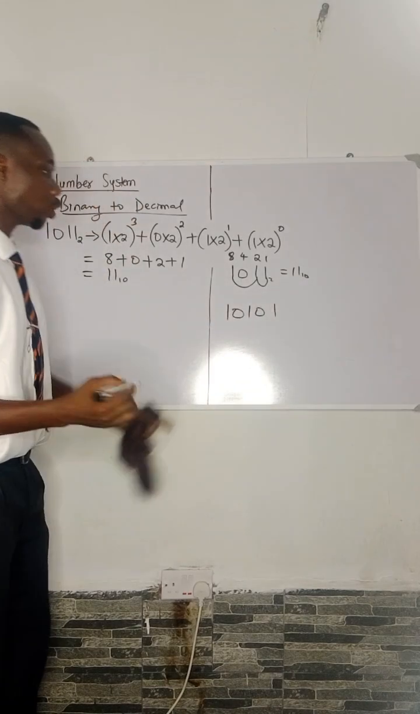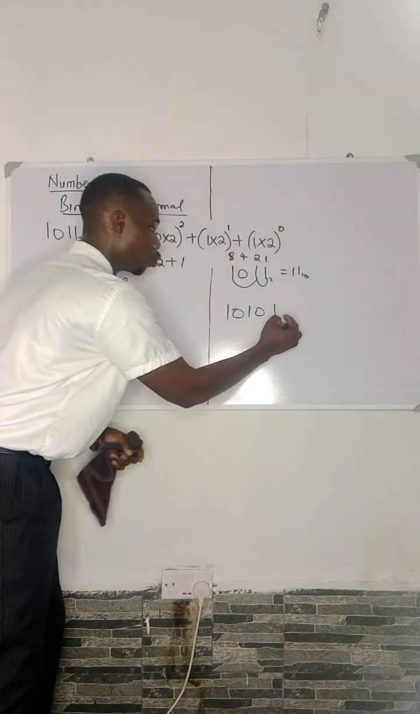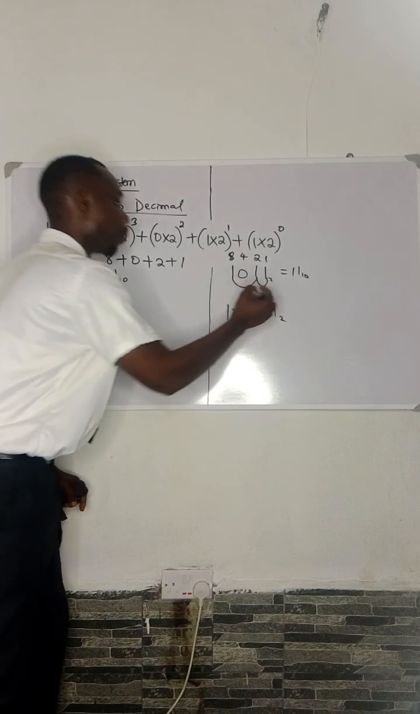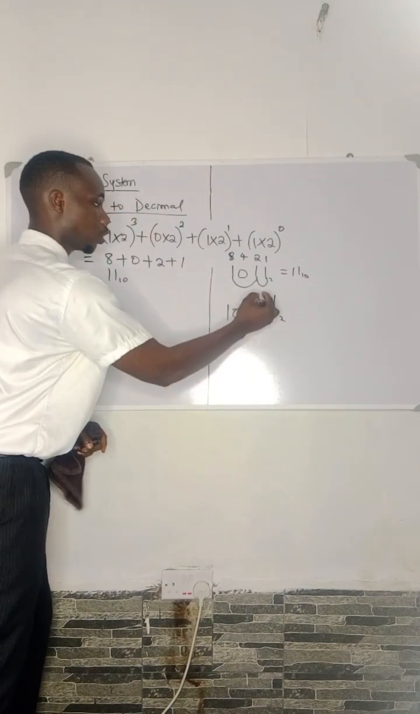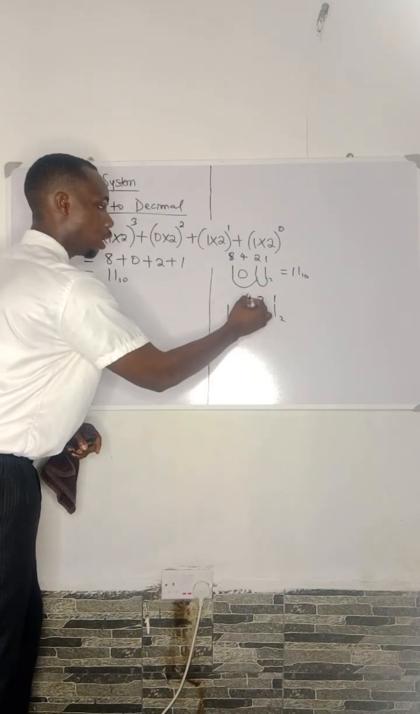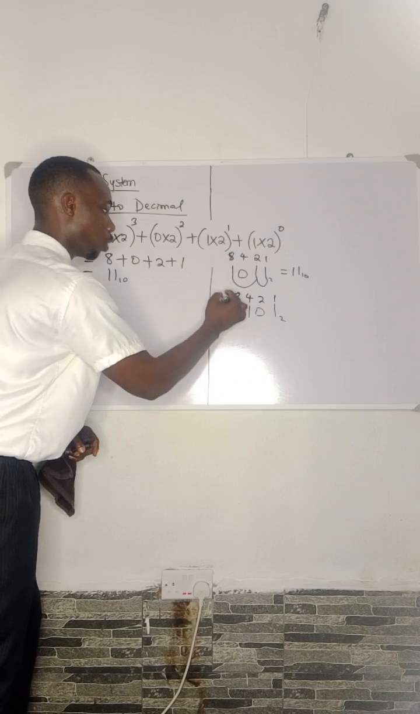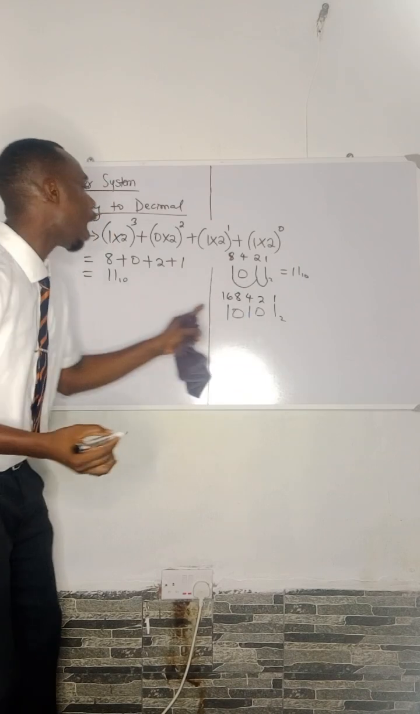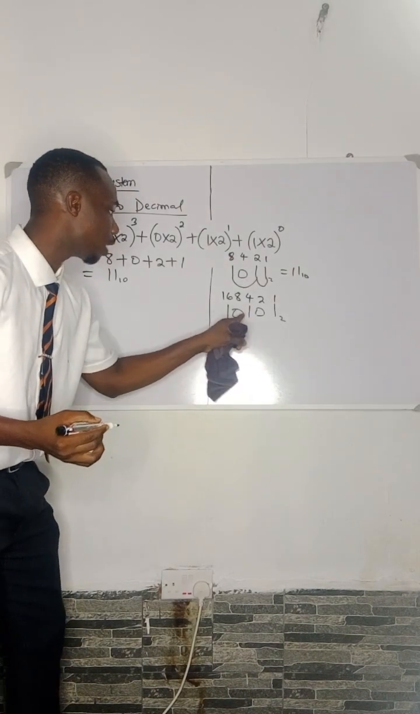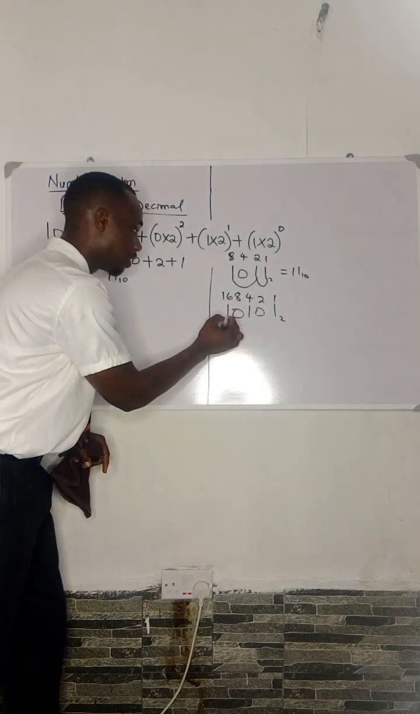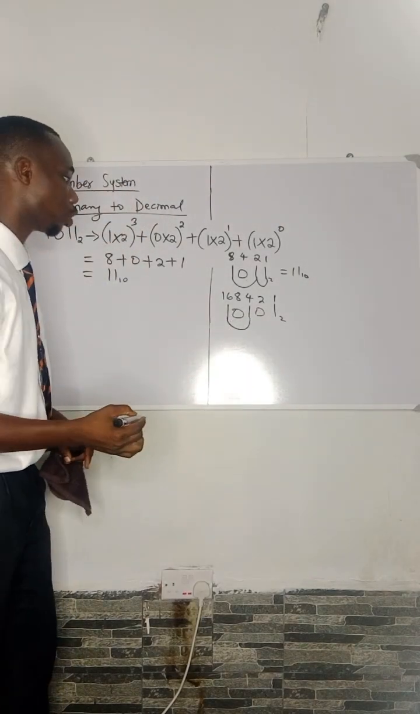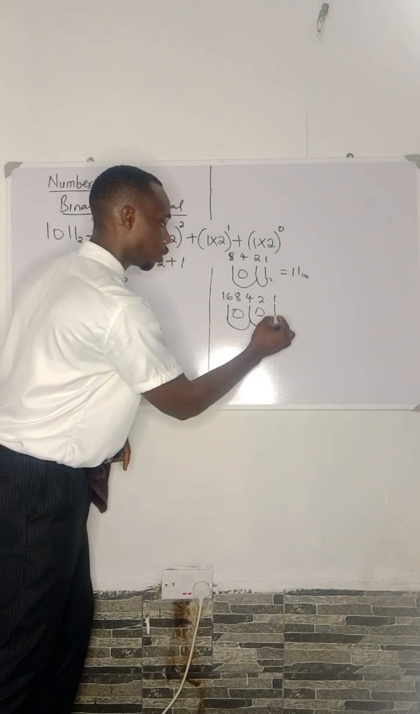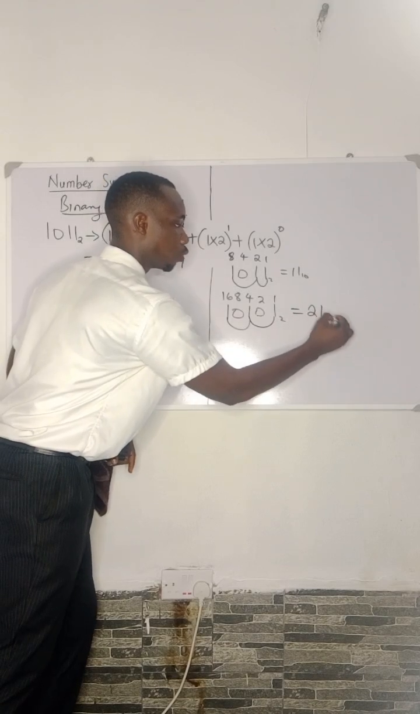Another one you can do, let's look at this: 10101. Now what do we do again? This is in base 2. So the first number is 1. The second one is 2. The next is 4. The next is 8. The next is 16. Now we are going to add the ones that have 1 and skip these zeros. So 16 plus 4 gives us 20, plus 1 gives us 21 base 10.